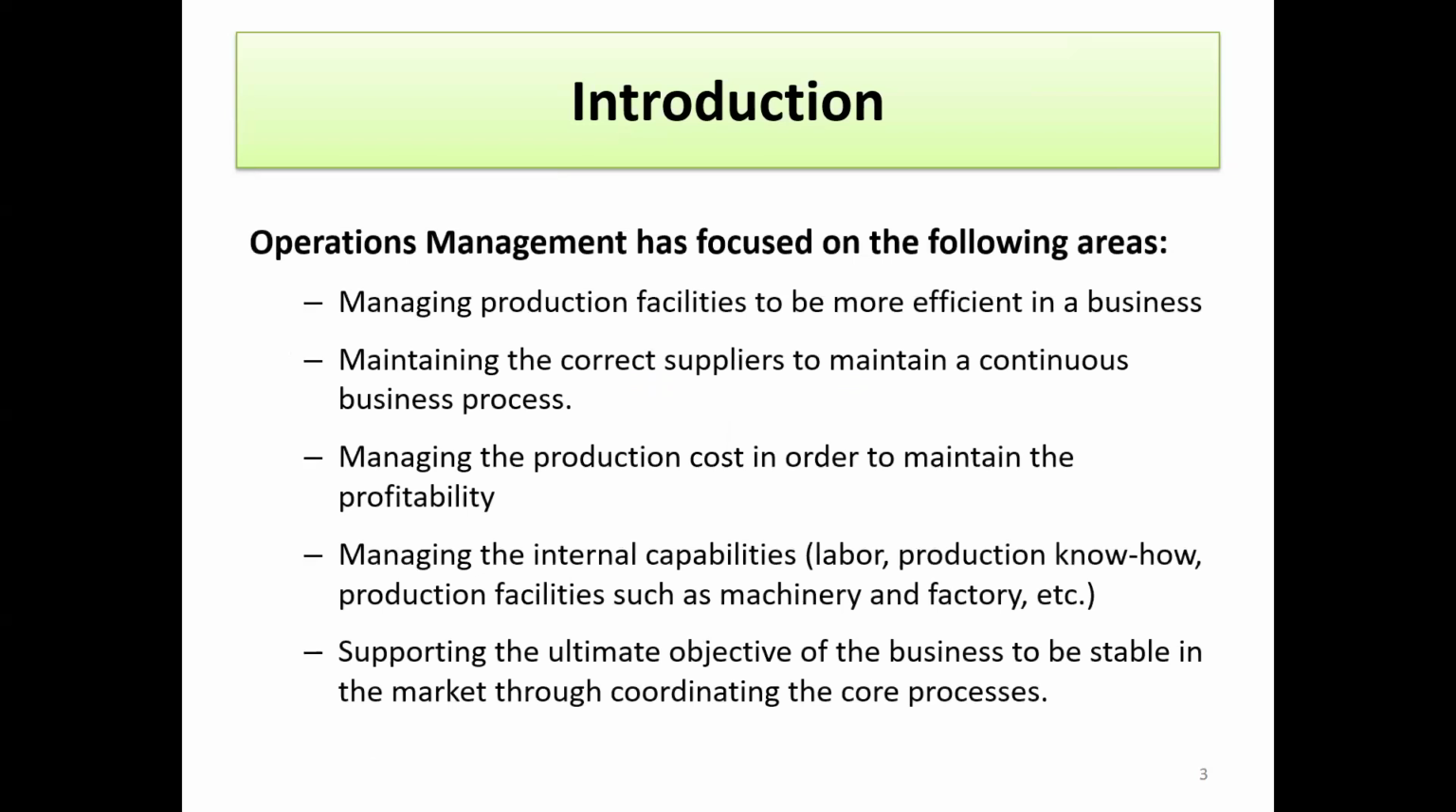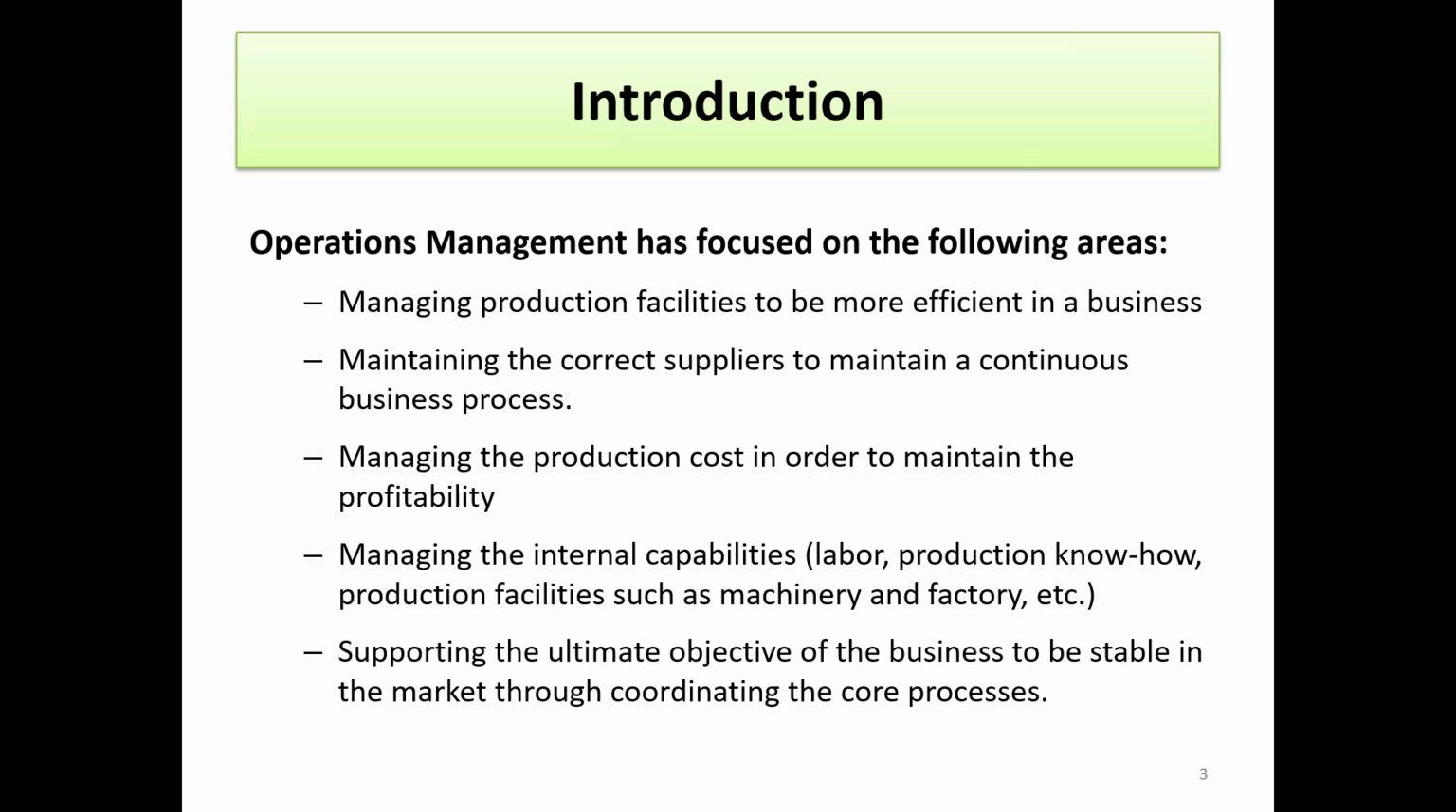Right. So according to that definition and the simple idea, operations management has focused on the following areas. Look at that. Managing production facilities to be more efficient in a business. That is very important. Production and also production facilities, including the layout, production schedules, machineries, maintenance, all within that. Then the second point, maintaining the correct suppliers to maintain a continuous business process. That's all about supply chain management.